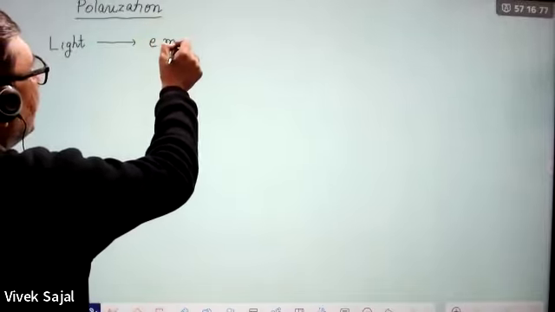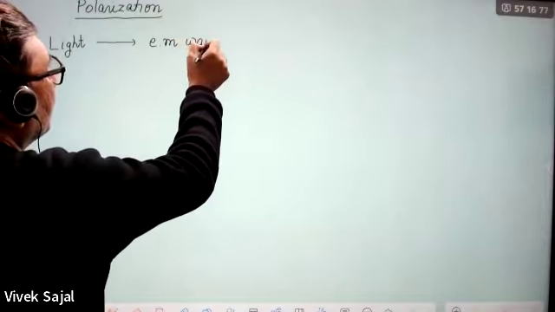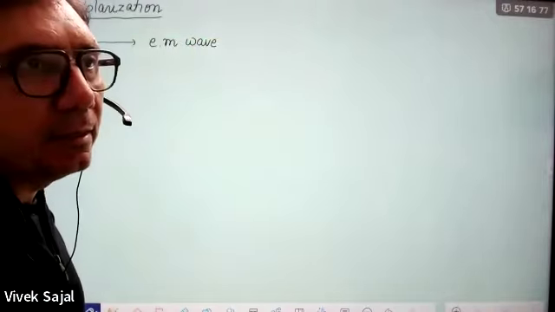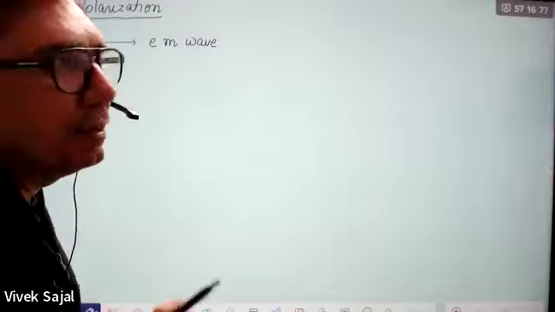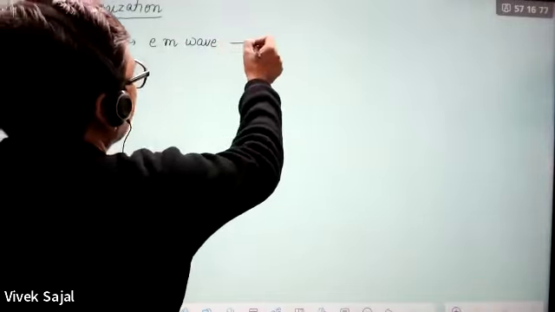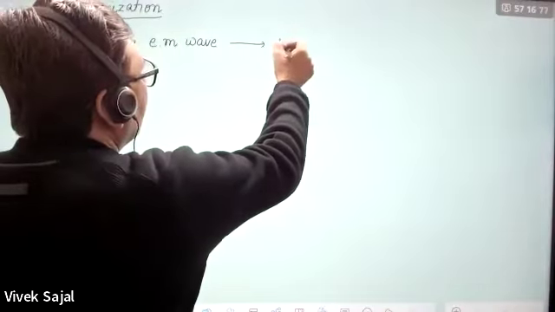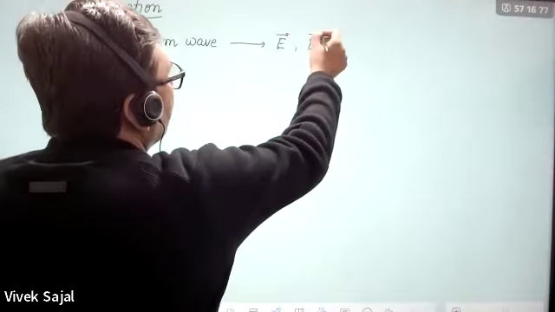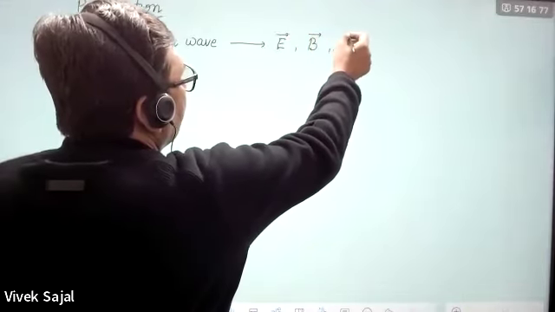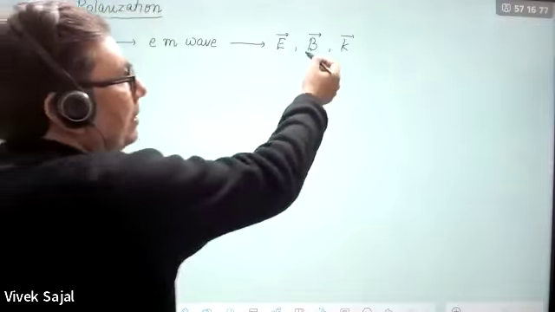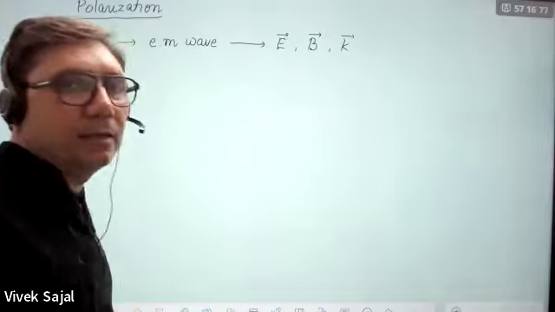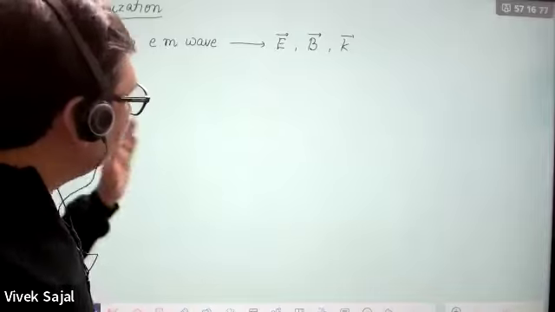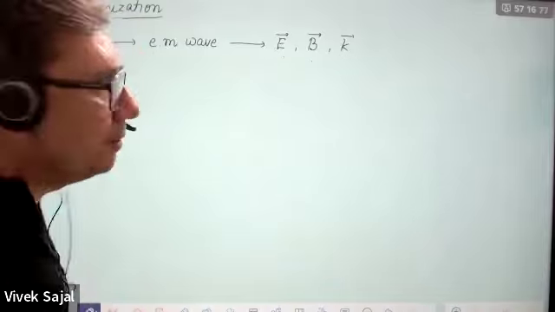This is an EM wave, an electromagnetic wave, and it has three mutually perpendicular vectors: E vector, B vector, and K vector. This is the electric vector, magnetic vector, and propagation vector. The propagation vector will be in the direction of the propagation of the wave. So here we are having an electromagnetic wave.